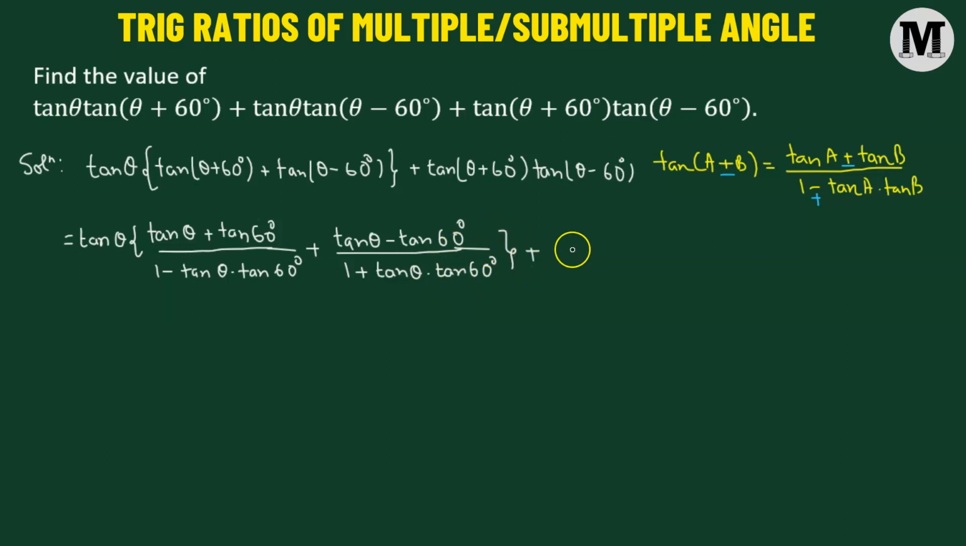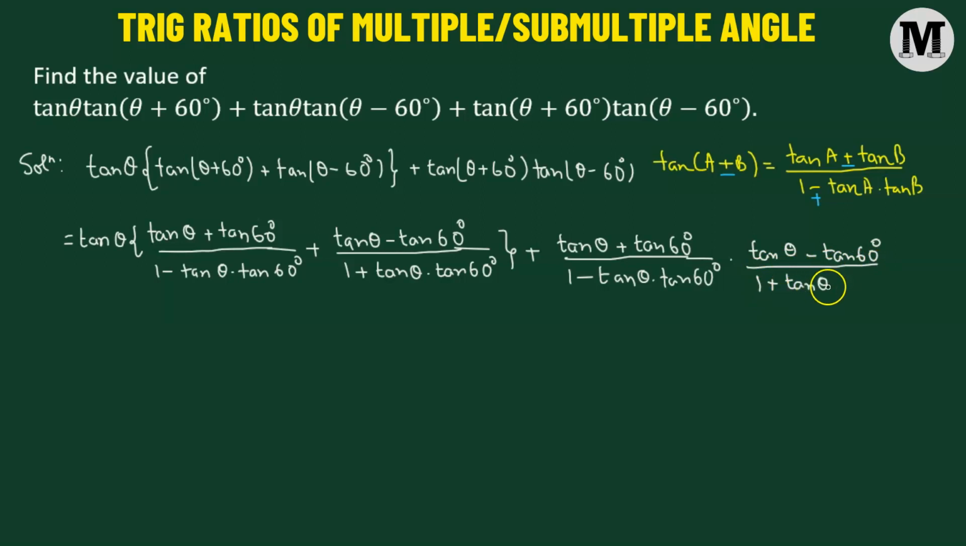Now in the next term we again apply the formula of tangent of theta plus 60 to have tangent of theta plus tangent of 60 degrees divided by 1 minus tangent of theta times tangent of 60 degrees. And this will be multiplied to tangent of theta minus 60. So that's going to be tangent of theta minus tangent of 60 degrees divided by 1 plus tangent of theta times tangent of 60 degrees. Fine. So let's further simplify this.